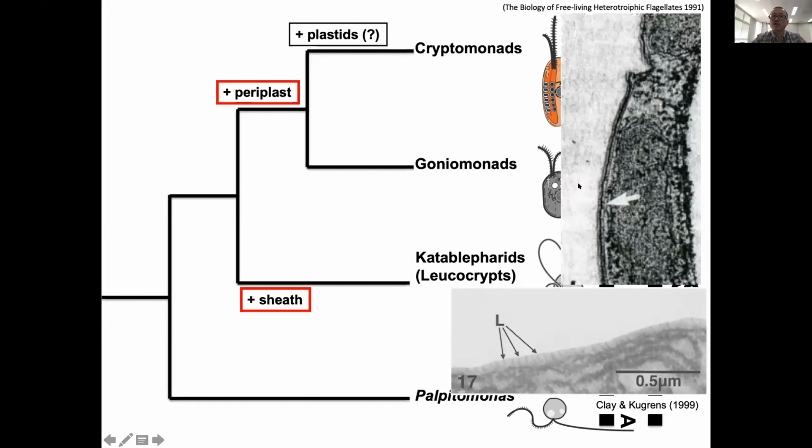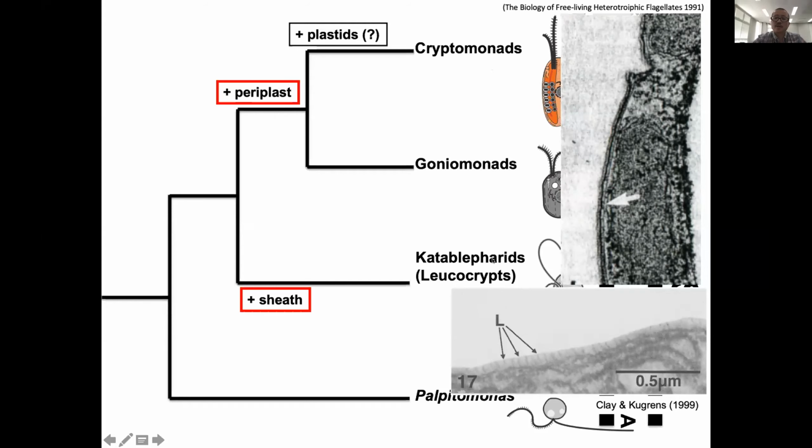This upper picture is the TEM image of a cryptomonad. You can see a thin electron-dense layer here. This is the periplast. The cell membrane of cryptomonads and goniomonads is supported by this thin layer. So this is a characteristic of cryptomonads and goniomonads, and this characteristic has not been reported from Katablepharids and Palpitomonas. So the periplast was acquired by the common ancestor of cryptomonads and goniomonads.